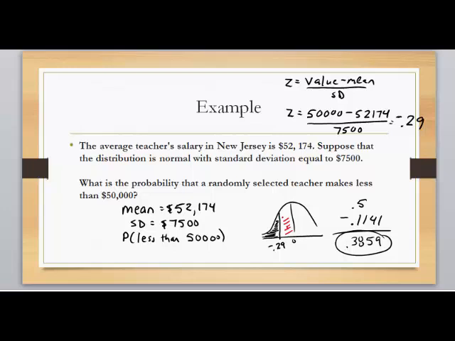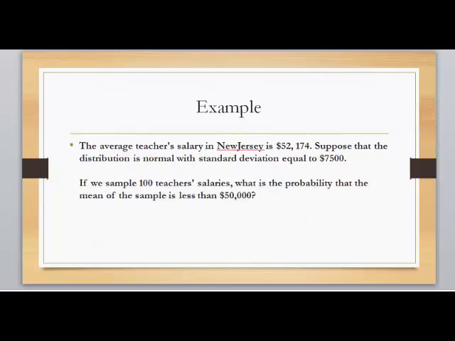Okay, so now we're going to look at a similar problem with a slightly different question. Okay, it still says the average teacher salary in New Jersey is $52,174. Suppose that the distribution is normal with standard deviation equal to 7,500. Okay, now this is the part that's different. It says that we are now going to sample 100 teachers. We're going to look at their salaries and we want to know, is the mean of those salaries less than 50,000?